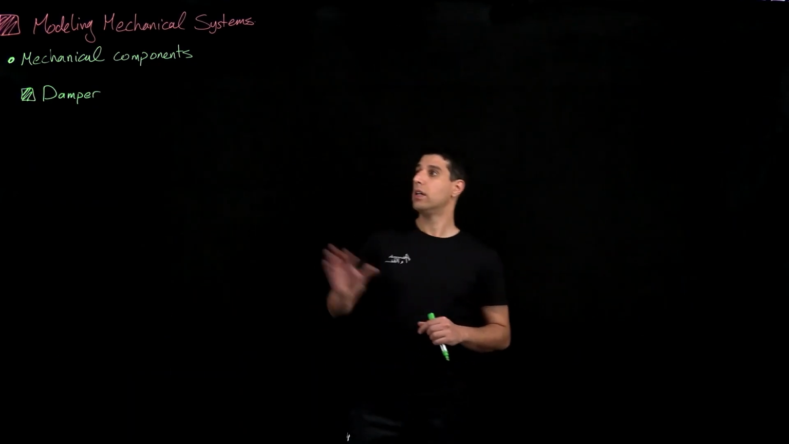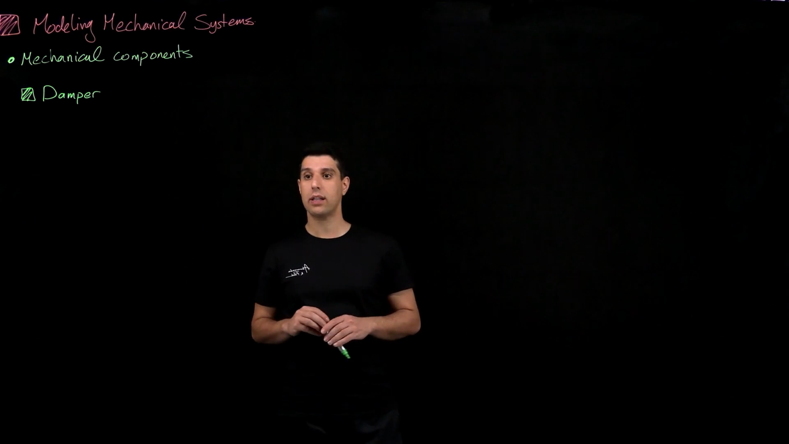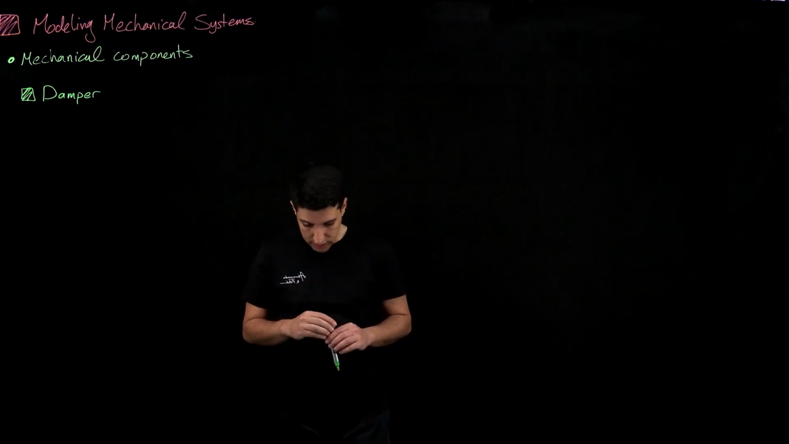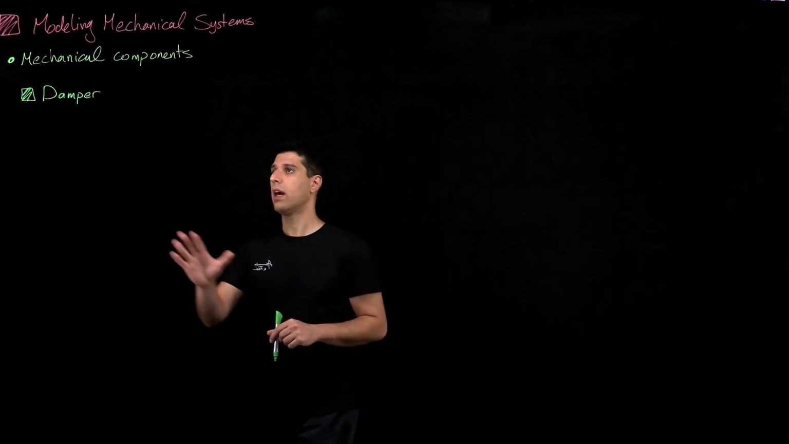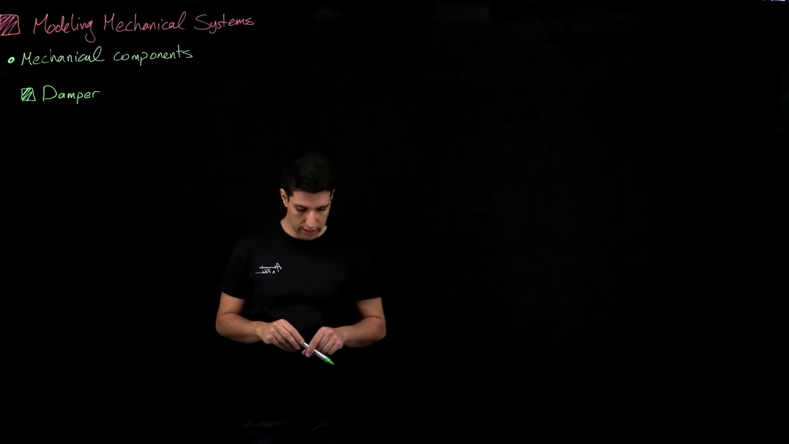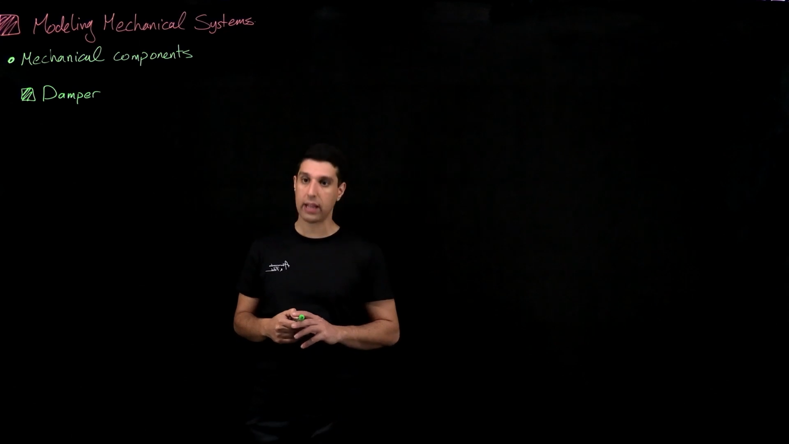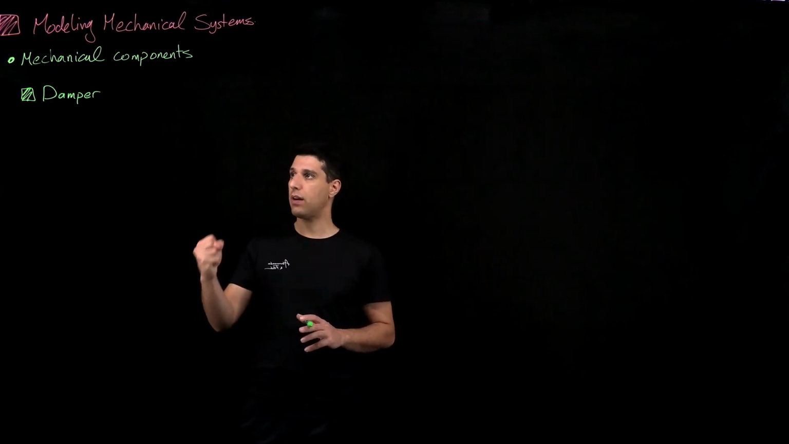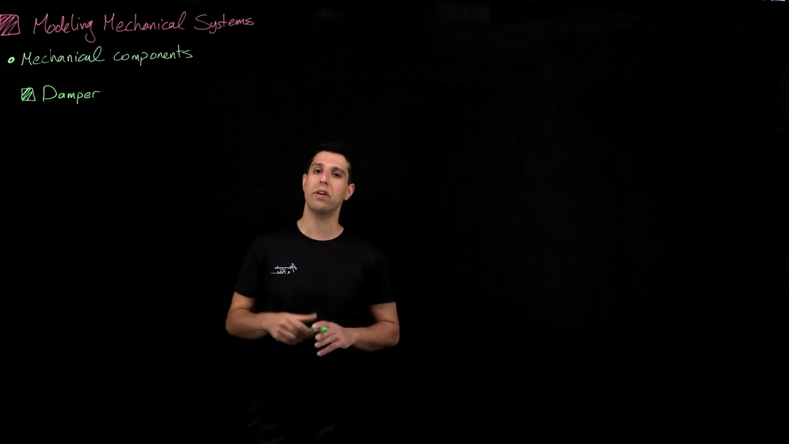All right, so the next item that we have, the next component, is a damper. A damper is any passive element or device that takes the energy from a system and usually converts it into heat.